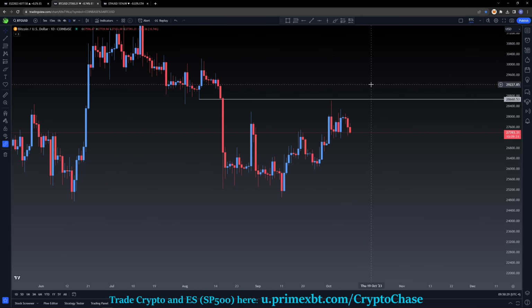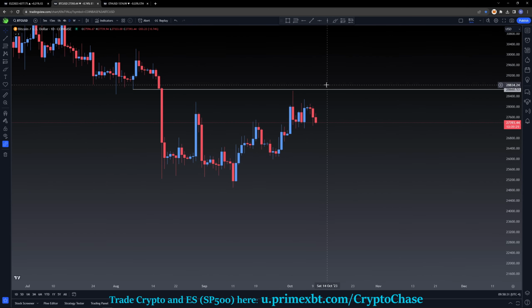Let's go back to the level we were using, and do we see any target off of this? Well, I'm seeing this as pretty much your SR level right here, right?